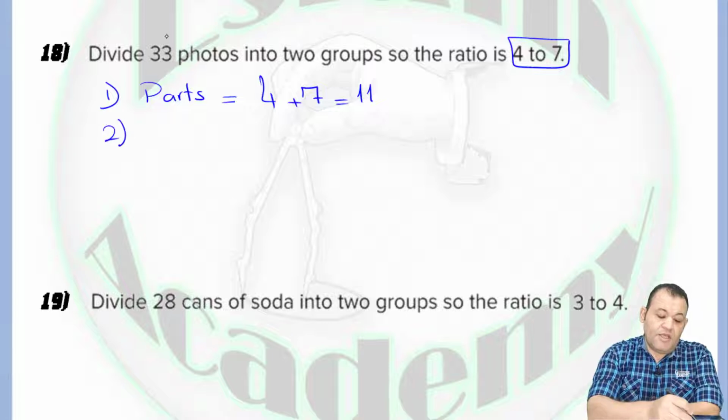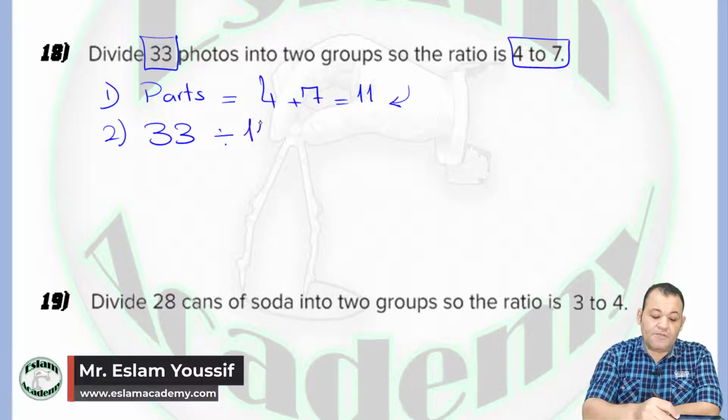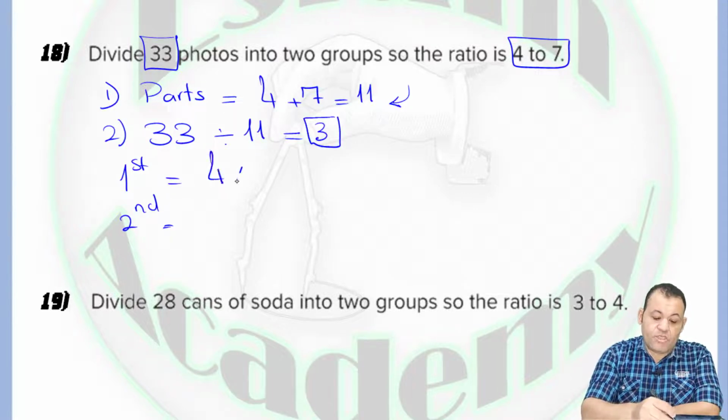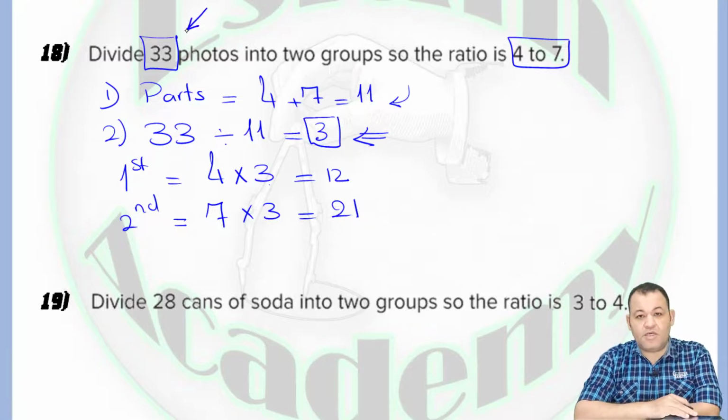Now we need to divide. We have 33 photos. We need to divide it into 11 parts. So we have 33 divided by 11, which is equal to 3. That means the value of each group would be equal to 3. So to find the first group and the second group, for the first group, we have 4 multiplied by the answer that you found, which is 3. So 4 times 3 equals 12. The second group will be 7 multiplied by 3, which equals 21. If you add both of them, you will find that the total number now will be equal to 33.